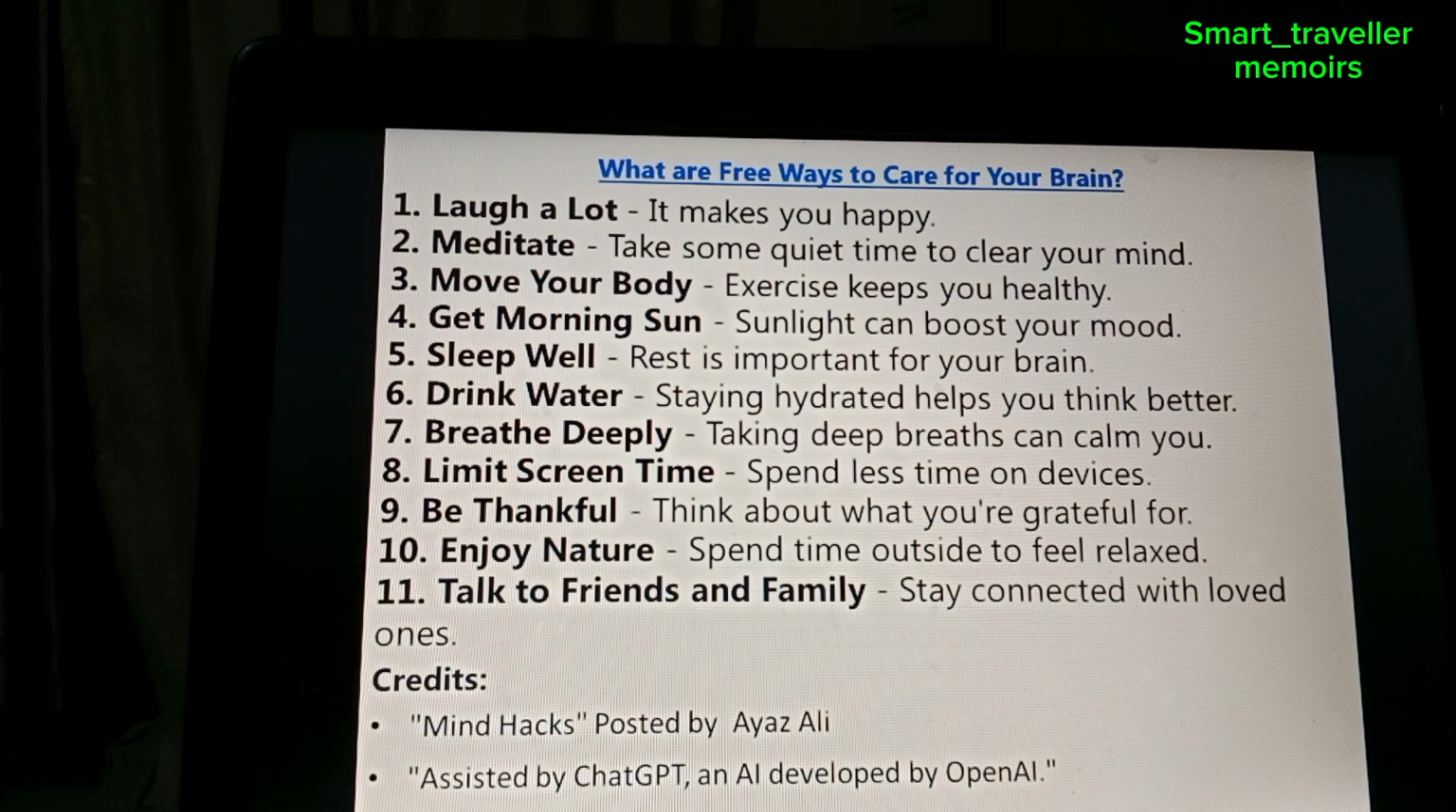7, breathe deeply. Taking deep breaths can calm you. 8, limit screen time. Spend less time on devices like mobile phones or TV. 9, be thankful. Think about what you are grateful for. 10, enjoy nature. Spend time outside to feel relaxed. And finally, talk to friends and family. Stay connected with loved ones.